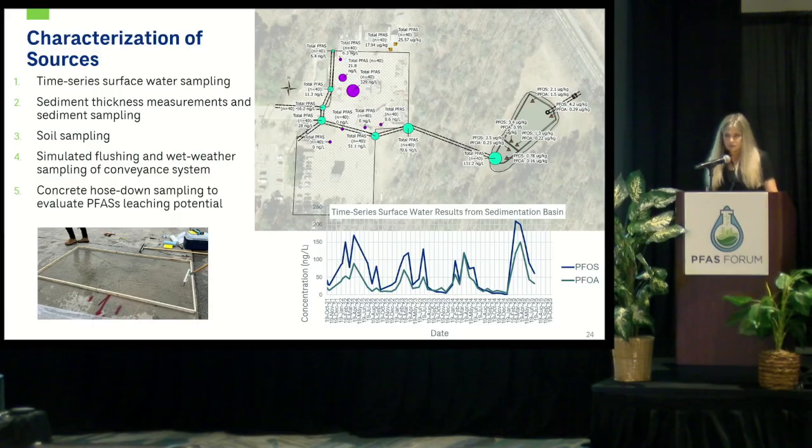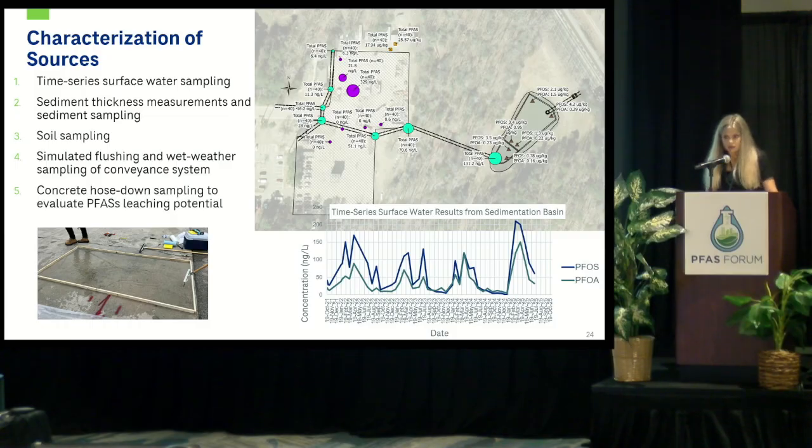We reviewed time series surface water data collected at the sedimentation basin outlet dating back to 2021. As shown on the graph on the lower left of the slide, PFAS concentrations fluctuated from near 0 to more than 200 nanograms per liter, while PFOA ranged from near 0 up to 150 nanograms per liter throughout the years until present day. We also characterized sediment thickness in the basin and collected sediment samples. Soil sampling was also completed near AFFF storage areas to evaluate potential contamination from historical spills and leaks.